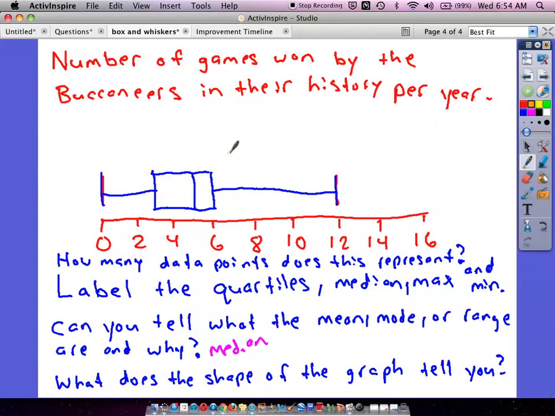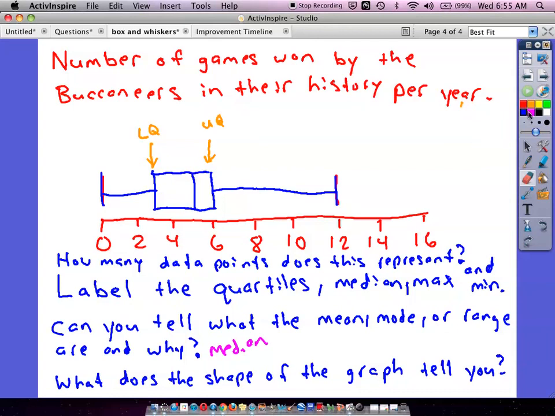To label the quartiles, they are at the ends of the boxes, lower quartile and upper quartile, and that just represents the middle of below the median and the middle of above the median. Meaning if I had all the years listed out and all the numbers, and I found the median, the lower quartile would be the middle of below the median. The upper quartile would be the middle of the upper numbers.